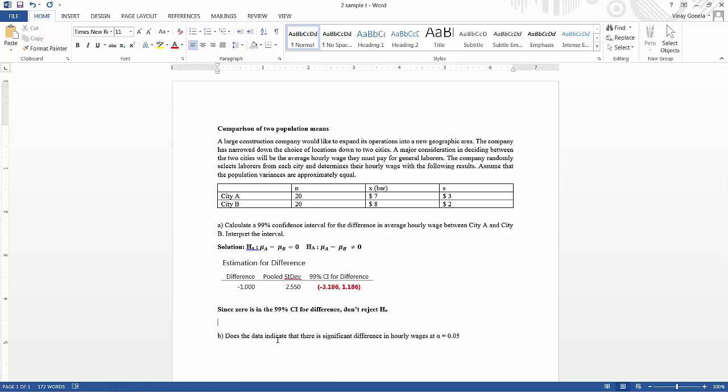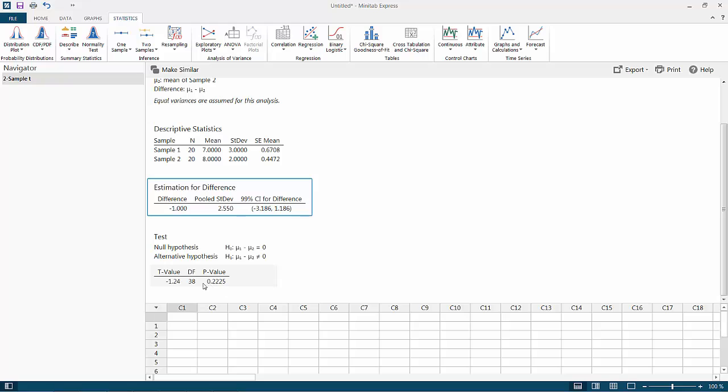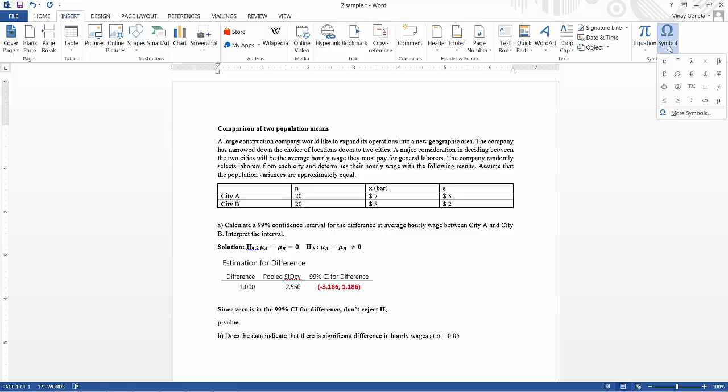So the next thing is, we can also look at the p-value. The p-value is 0.2225. So you know that if we have a p-value less than alpha, we reject H null.